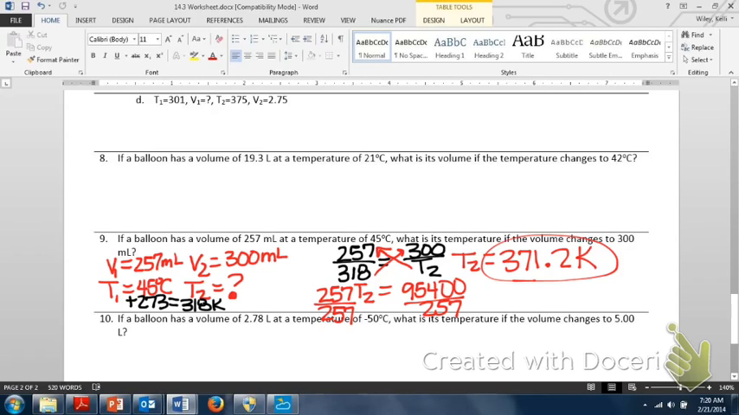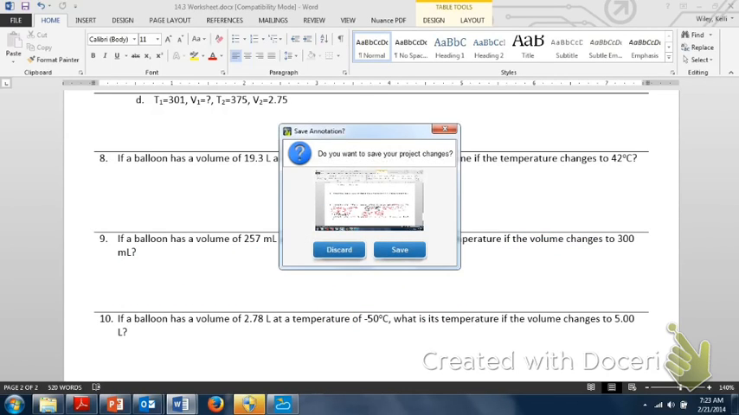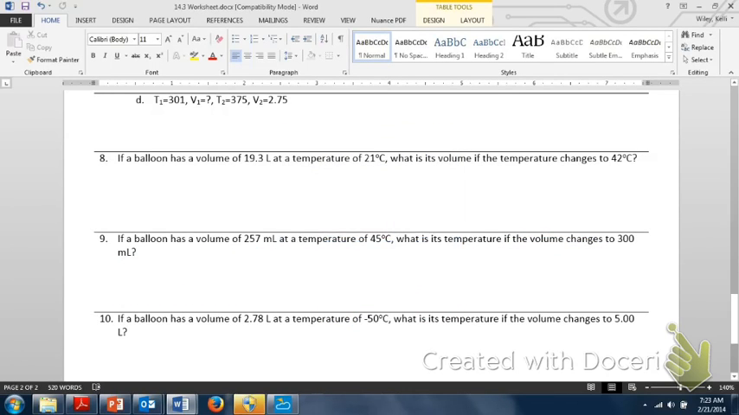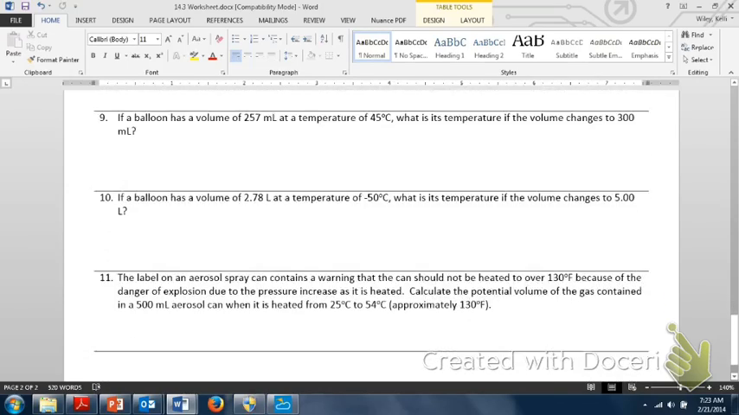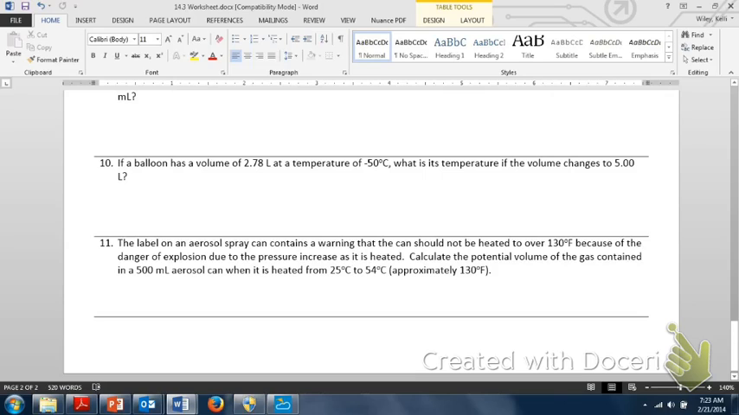Alright, now the last one I'll work through. Is this number 11? I know this number 11 caused some people some problems too, because it was worded a little differently.